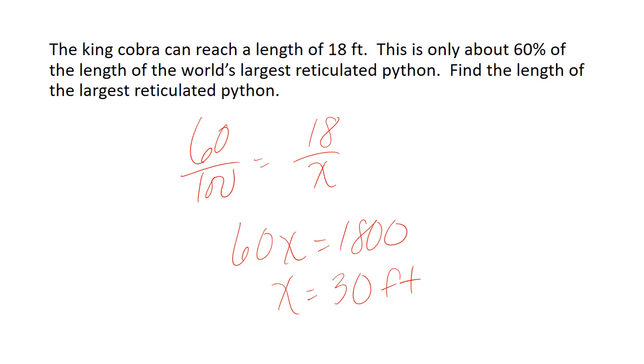The king cobra is 18 feet, which is going to be a little more than half the length of a python. Does that make sense? Is 18 a little more than half of 30? Half of 30 feet would be about 15 feet. King cobra can reach about 18 feet. That would be about 60%. That makes sense right there. So we must have set it up correctly. 30 feet sounds good to me.